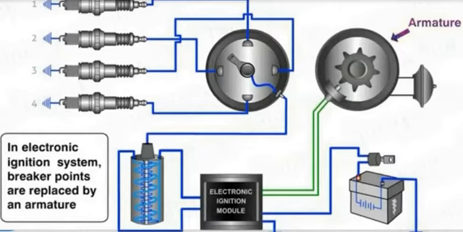Today we will discuss a battery ignition system, also called the electronic ignition system. It is a very complex electrical ignition system. Its main function is to produce the spark, which will initiate the process in the combustion chamber during the combustion process.